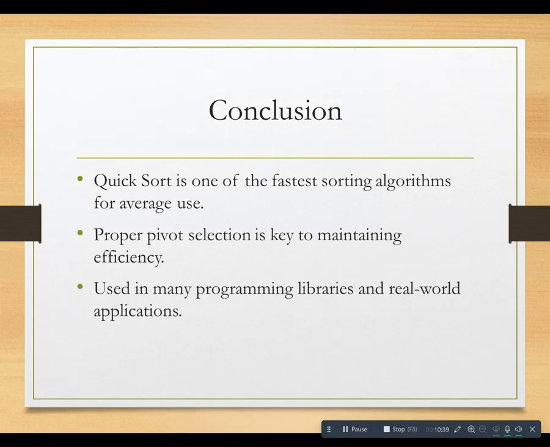So in conclusion, we can say that it is one of the fastest sorting algorithms for average use, because the best case and average case is both n log n. And proper pivot selection is ideal. It is actually the key factor which decides whether you are sorting the array efficiently or inefficiently. Pivot selection should be done very carefully, otherwise you will get some issues. And you can use it in several programming libraries and real world applications.